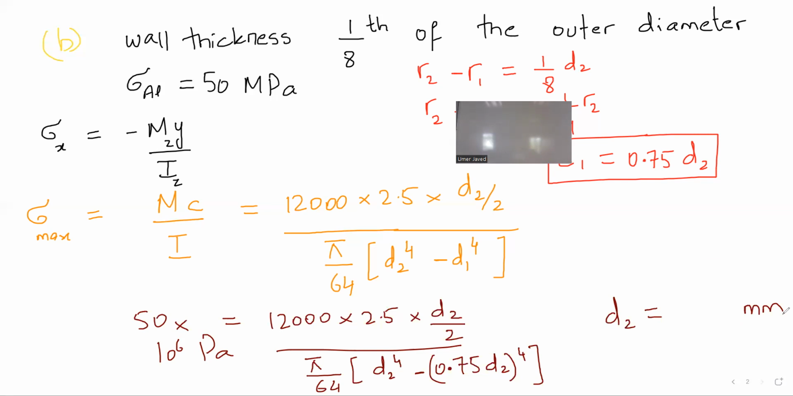All these are confusing steps. If you understand what you're doing, it's a game over. Stress is equal to M multiplied by the distance from the neutral axis divided by the moment of inertia. We use minus, but in sigma max we don't use. I will tell you why.